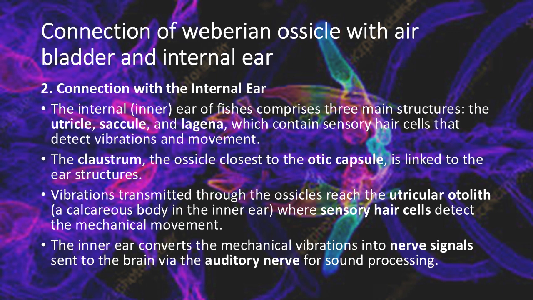The internal, inner, ear of fishes comprises 3 main structures: the utricle, saccule, and lagena, which contain sensory hair cells that detect vibrations and movement. The claustrum, the ossicle closest to the otic capsule, is linked to the ear structures. Vibrations transmitted through the ossicles reach the utricular otolith, a calcareous body in the inner ear, where sensory hair cells detect the mechanical movement. The inner ear converts the mechanical vibrations into nerve signals sent to the brain via the auditory nerve for sound processing.